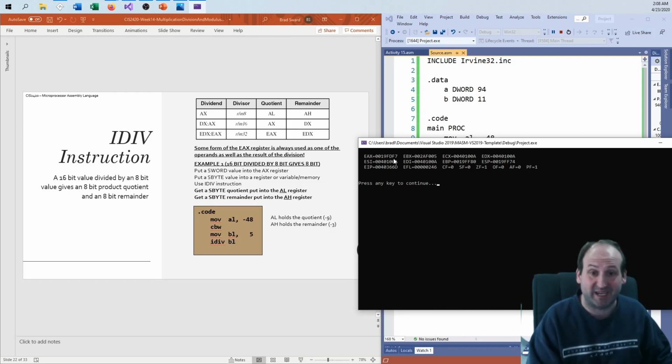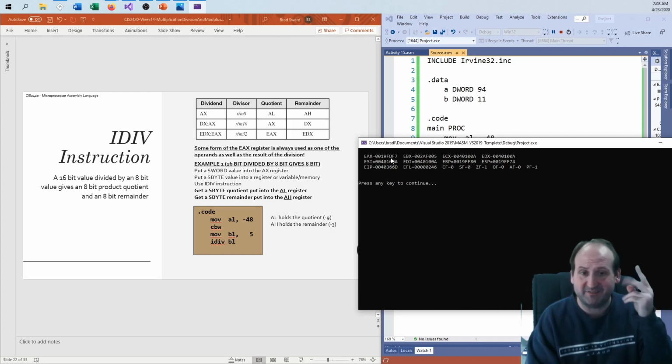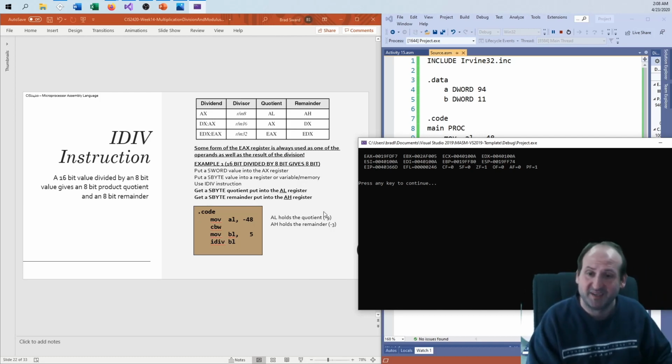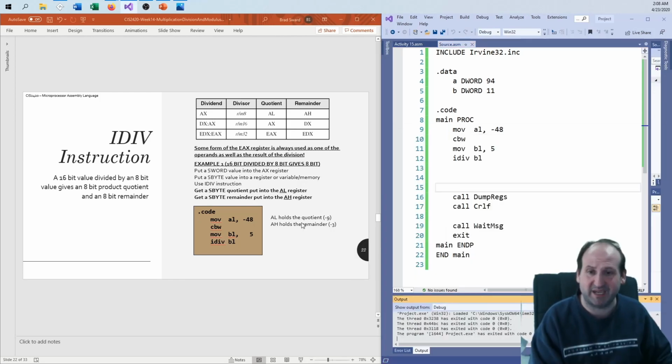I keep forgetting, whoever uses 8-bit, I don't. F7 for the quotient. FD, that's my -3. So FF, FE, FD. So it's -9, remainder -3. And you can actually have negative remainders, you just have to remember that. So the math is right, we just have to understand that the correct registers are getting placed with the results of the math we're trying to perform.